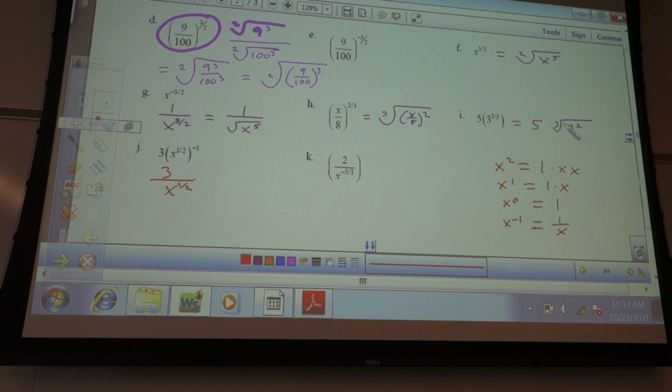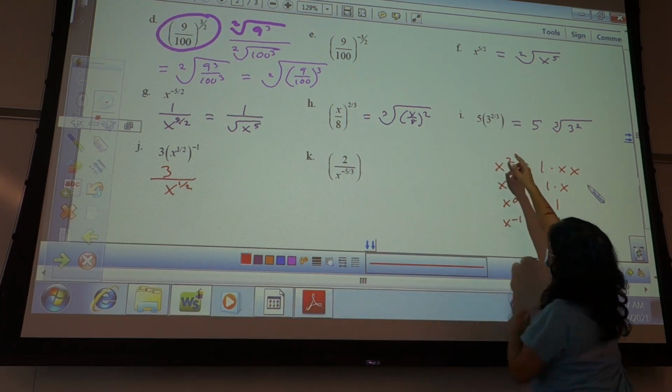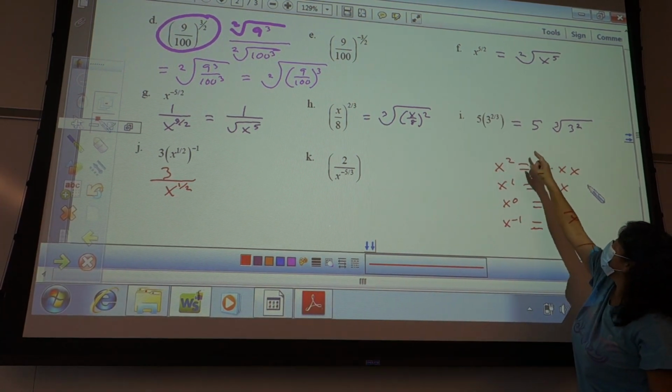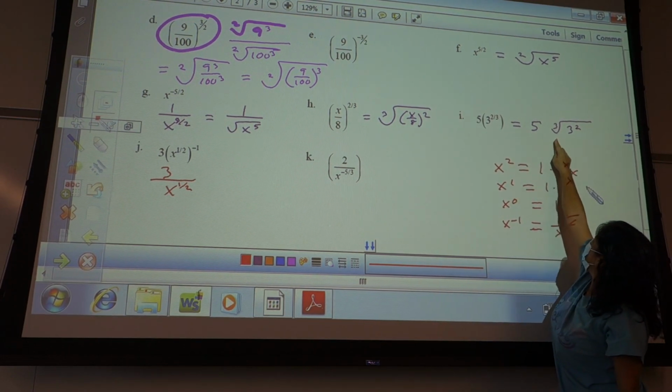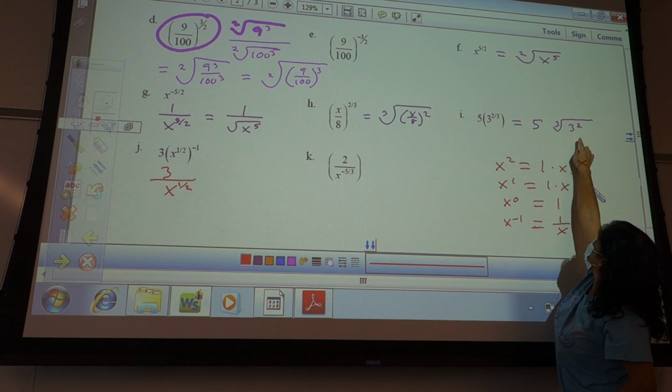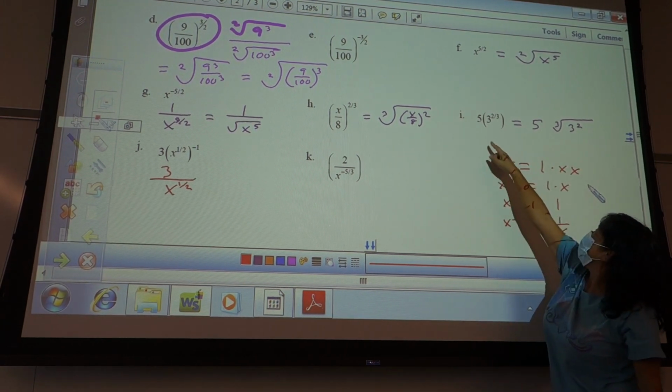Where it gets a little more complicated is I and J. Because that 2/3 only applies to the 3, then the 5's not included. The 3's on the inside, and then inside of the square root is the 3 to the 2nd, and then 5's multiplied in front.